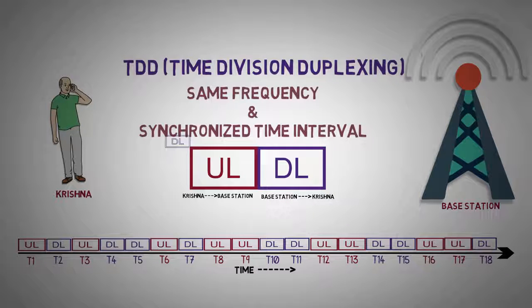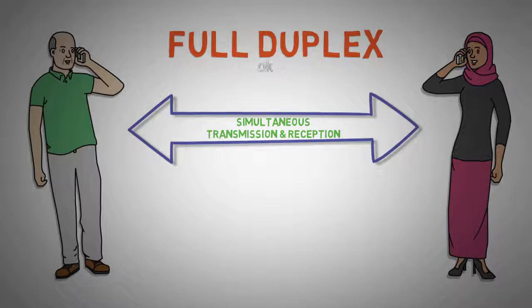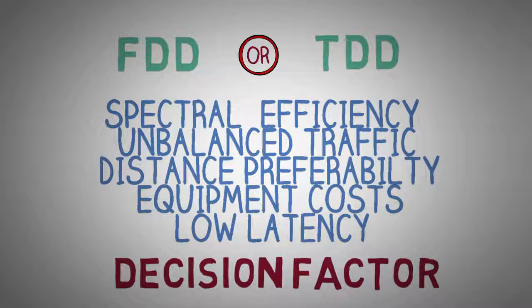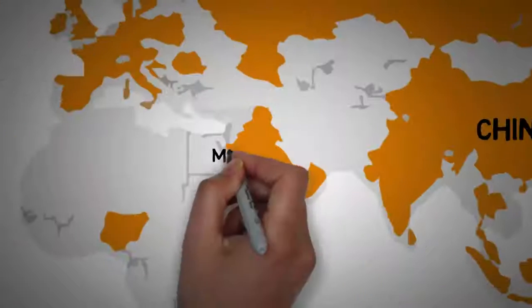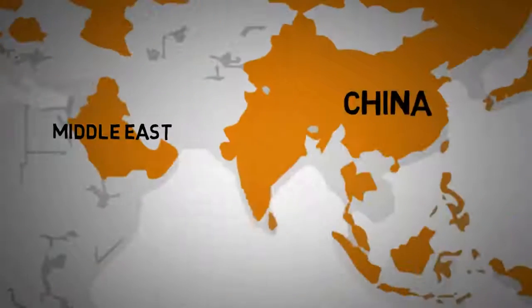How do we listen and speak at the same time over a communication channel? How does a telecom operator decide which duplexing method to use? Will the device that you use in China work in other parts of the world?